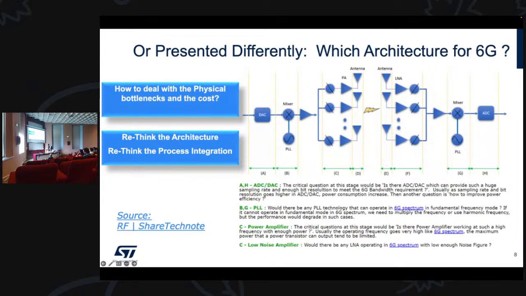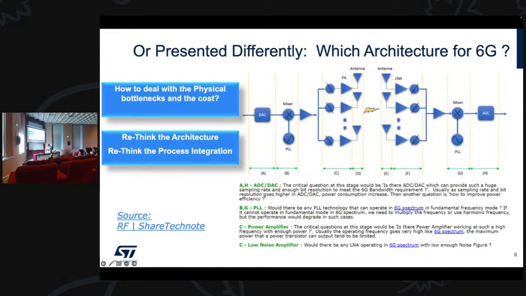So what does it mean? The process technologies will not answer all the questions we have. If we look at this classic transceiver, we have different areas. We have the conversion area, ADC, DAC, sorry, the frequency synthesis area, the power amplifier area, and the low noise amplifier area. For each of them, we have issues to solve.